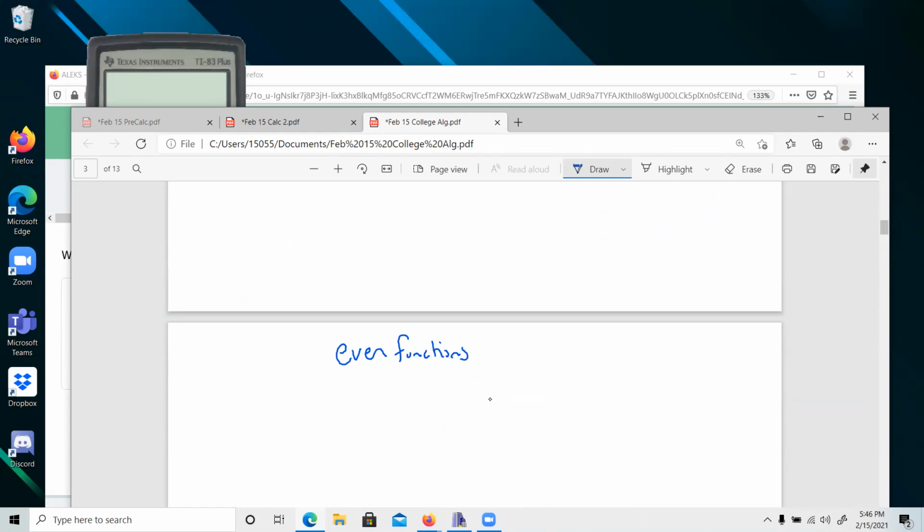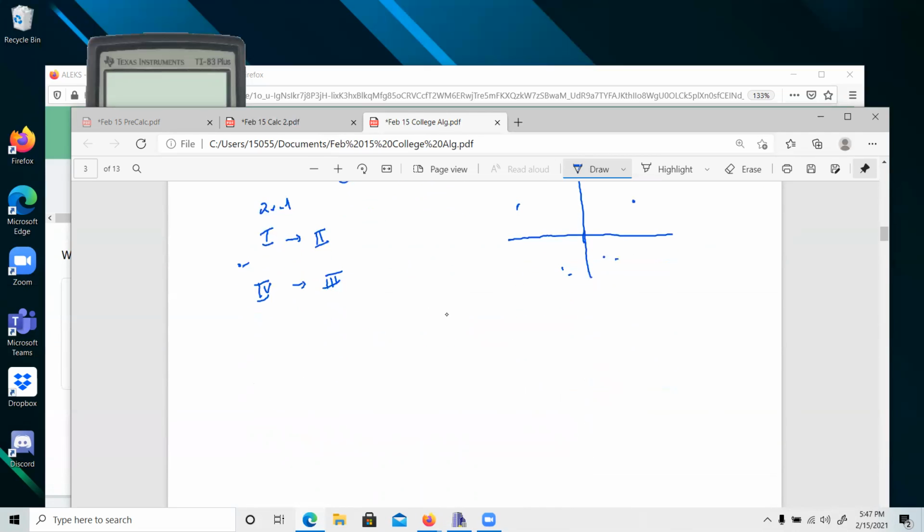With even functions, they're symmetric about the y-axis. So whatever's going on over here is going on the other side. Conversely, if it's in quadrant 2 or quadrant 4, it's also in quadrant 3. If it's in quadrant 1, that's the same thing that's going on in quadrant 2, or whatever's going on in quadrant 4 is going on in quadrant 3. So how about 1 over x squared?